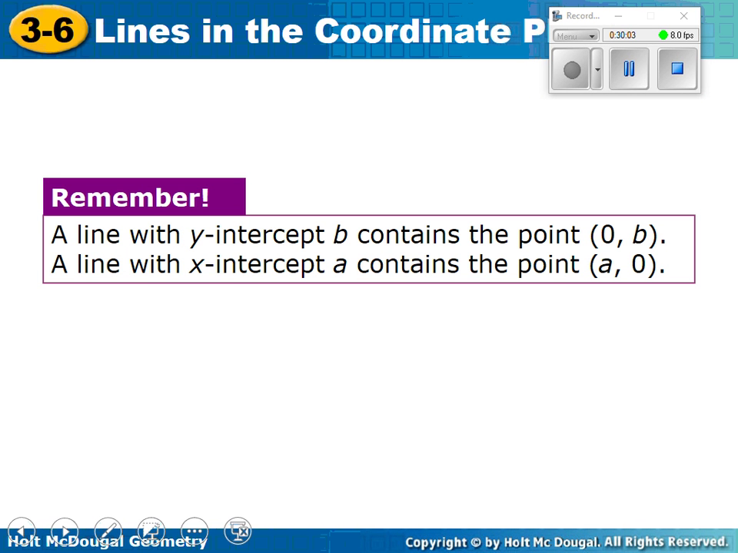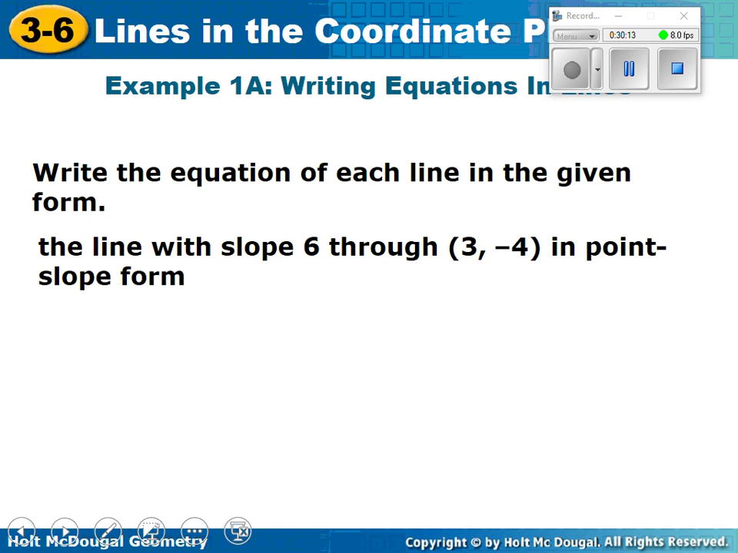We talked about what a y-intercept looks like and what an x-intercept looks like as an ordered pair. So that's here in your notes. And now we're going to talk about how to write equations of lines. Be very careful on the test and on the homework. You will get 0 credit if you use the wrong form, if they tell you specifically which form to use, because that's what I'm testing. So be really careful. It says write the equation of each line in the given form.